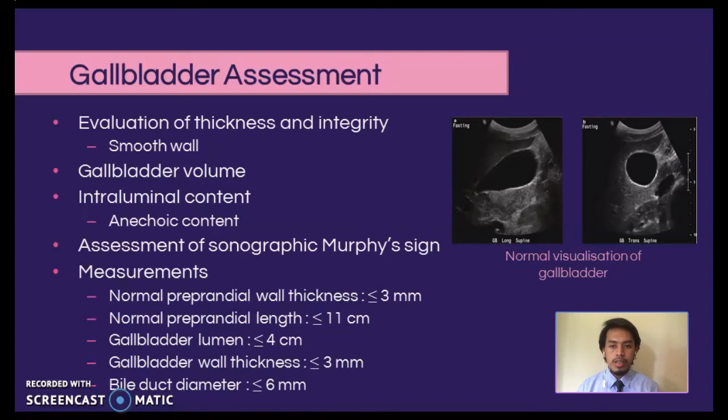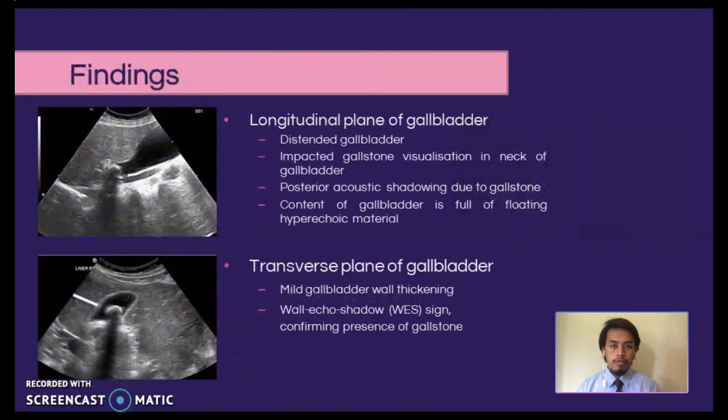So for this patient's ultrasound image, we come to the part in which we need to interpret the visualization of this image. In the longitudinal plane of the gallbladder image, we can see a distended gallbladder with an impacted stone visualized in the neck of the gallbladder. There is posterior acoustic shadowing due to the gallstone, and the content of the gallbladder is full of floating hyperechoic material. Whereas in the transverse plane of the gallbladder image, we can see mild gallbladder wall thickening and also the wall echo shadow sign, which confirms the presence of gallstones.